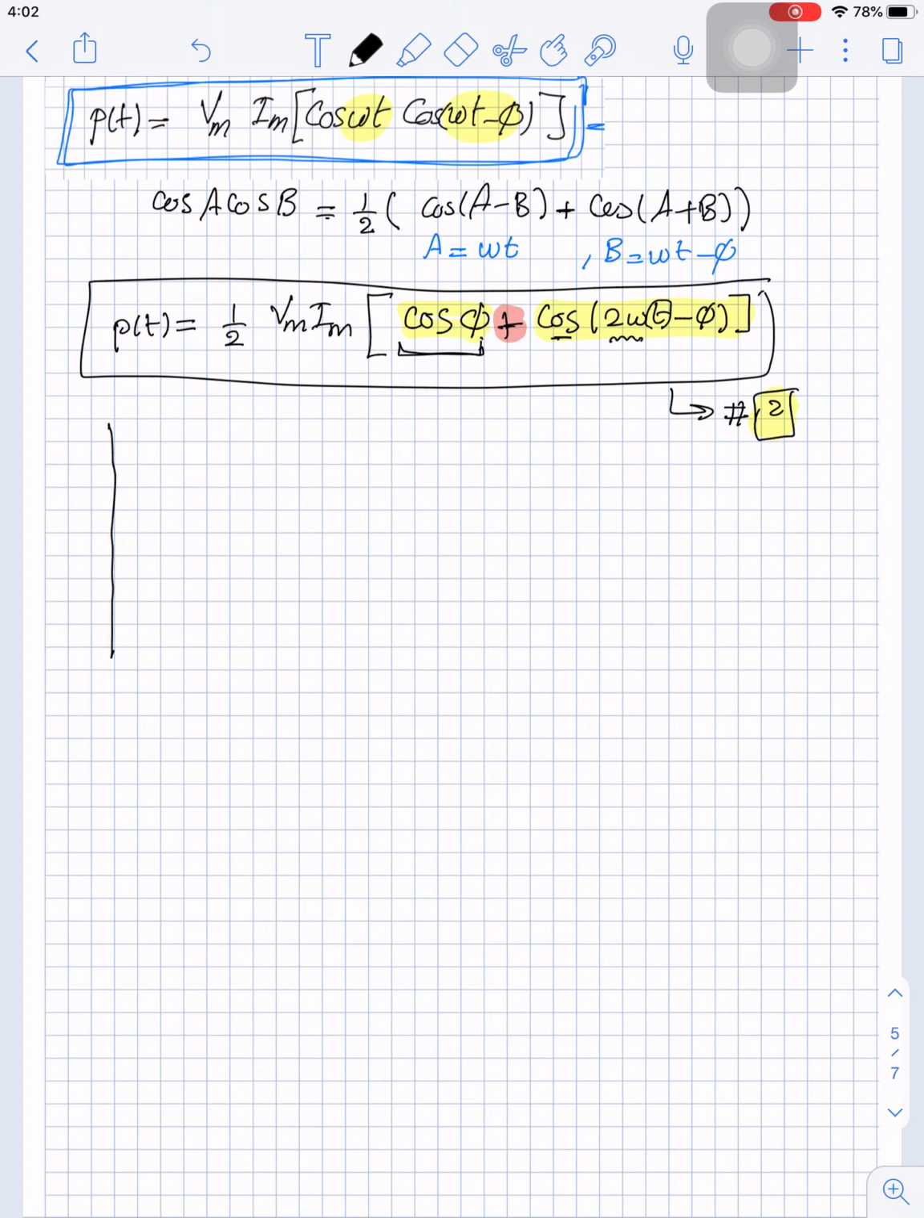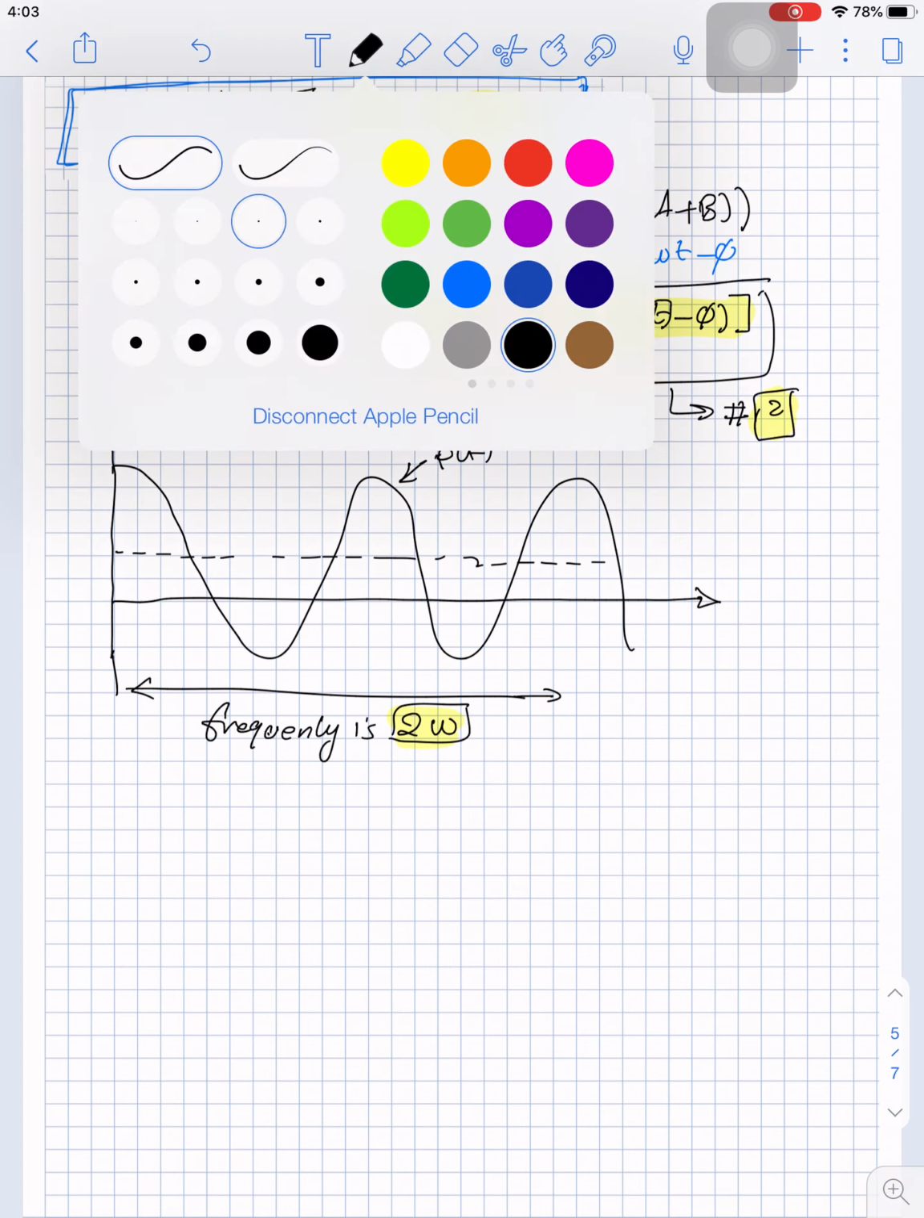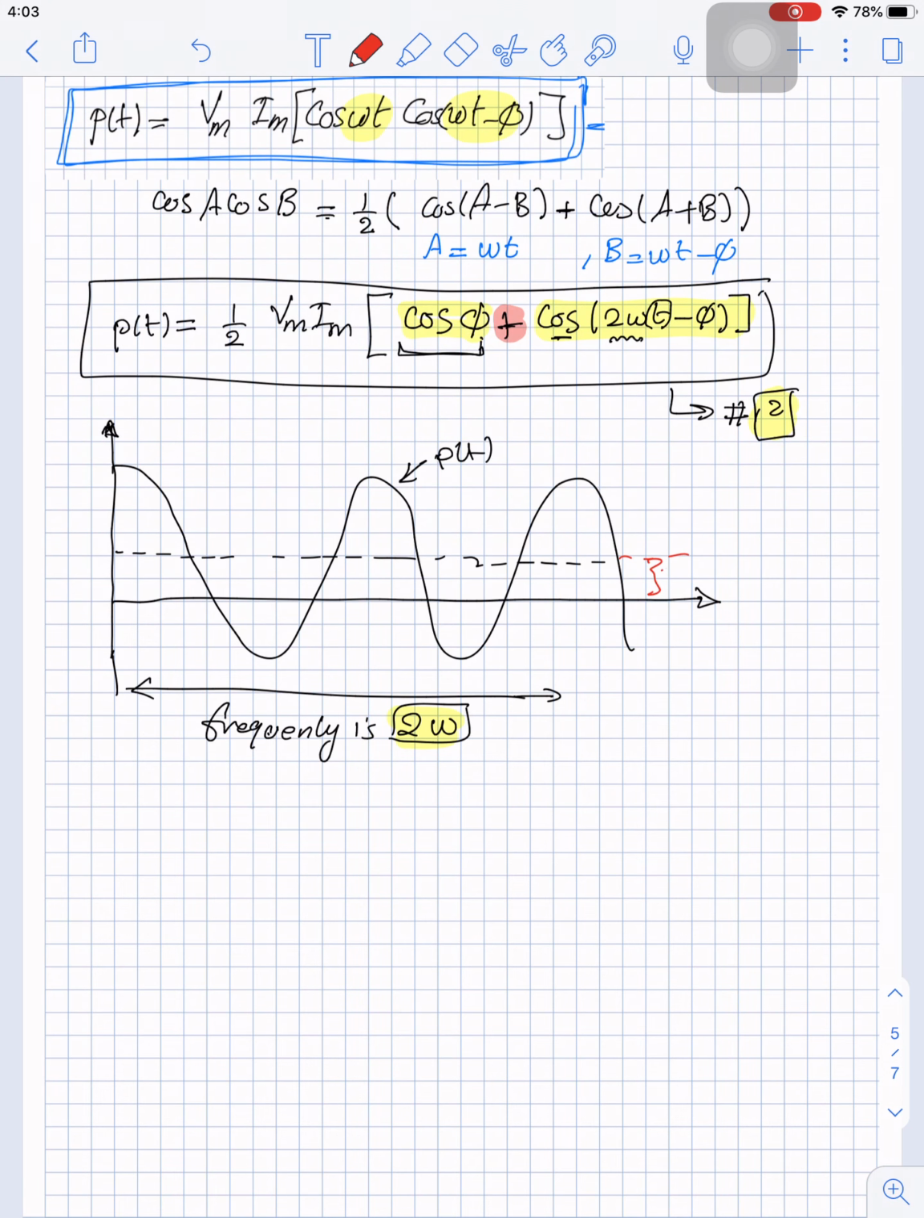So if we sketch here, the datum will be shifted, and we will have a cos wave, and this is P of t, and the frequency of this cos wave here is 2 omega, so it has double the frequency of the source. The value of this shift here, the datum shift, is this constant value here. So the datum shift here is half V max I max cos phi.